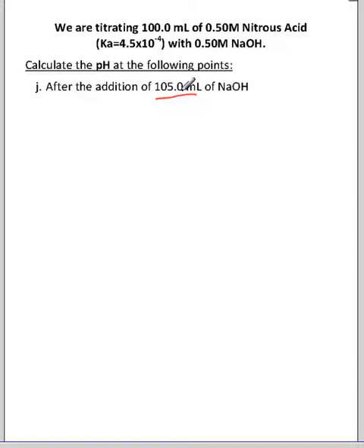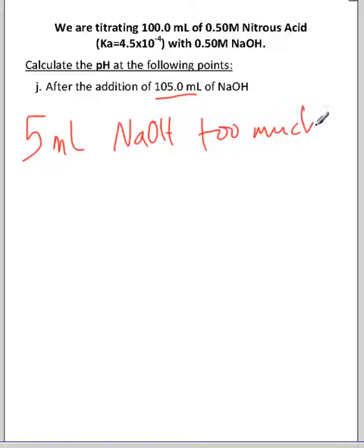I would say to myself, looking at this, what this means is I added 5 mLs of NaOH too much. Meaning 100 of those 105 milliliters are going to react and turn into the nitrite ion and water, and then they're going to go through salt hydrolysis. But 5 milliliters are going to do nothing but dissolve, meaning 5 milliliters are going to turn into pure OH ions. That's going to make the OH concentration so much greater than anything else that takes place.